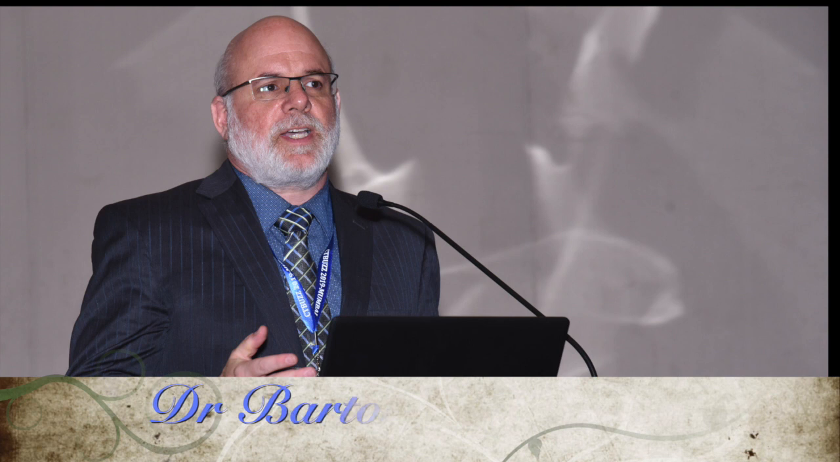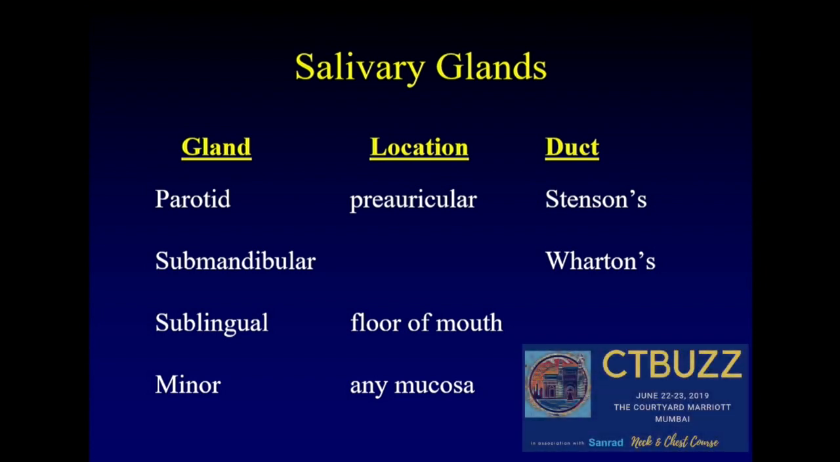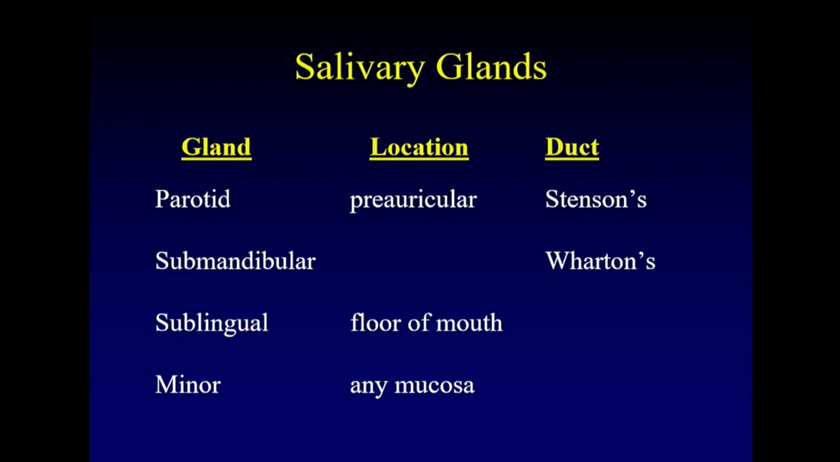The parotid gland is drained by Stenson's duct, or you can say the parotid duct, or Stenson's duct if you like the eponym. The submandibular gland is drained by Wharton's duct, and the sublingual gland sometimes will join in with the submandibular gland and join into Wharton's duct, and sometimes it will drain all by itself individually into the oral cavity. And the minor salivary glands obviously drain directly into the mucosa.